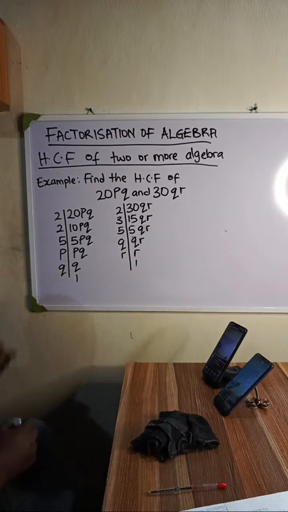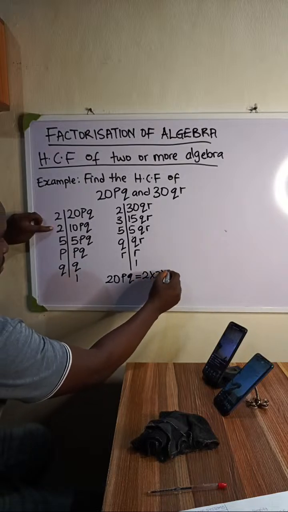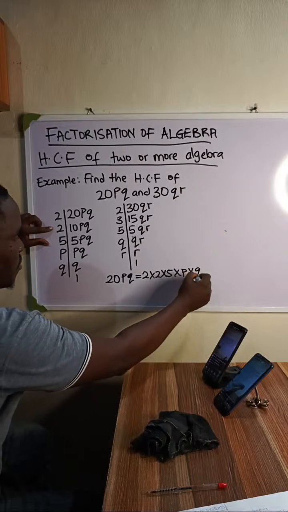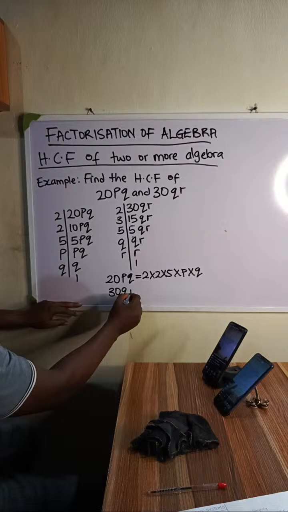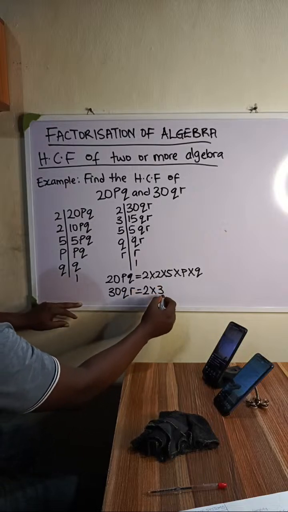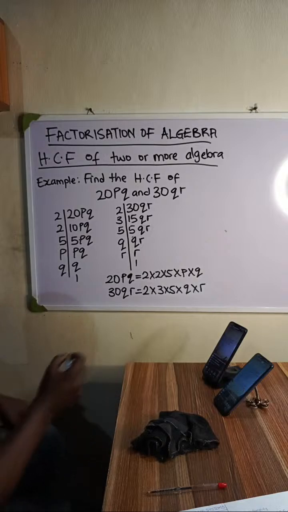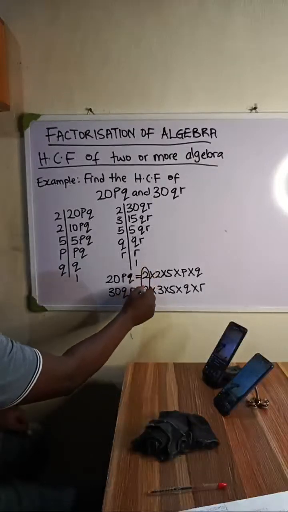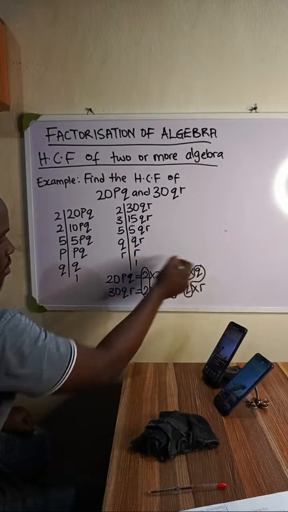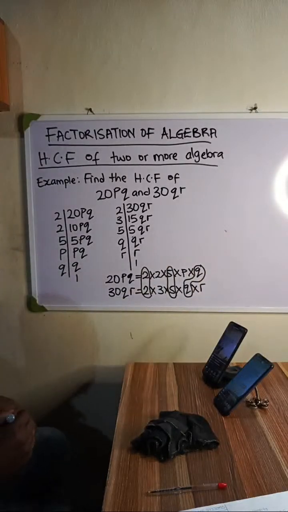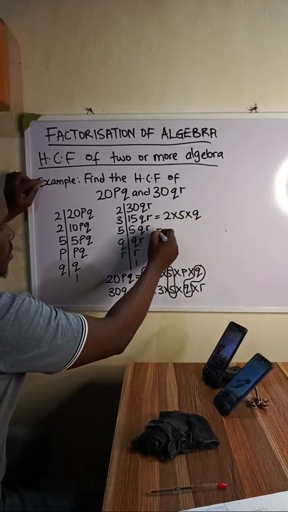So let's see what's common. For 20PQ, we have 2 times 2 times 5 times P times Q. And for 30QR, we have 2 times 3 times 5 times Q times R. Looking here, we have 2 here and 2 here, so 2 is common. We have 5 here and 5 here, 5 is common. And we have Q here and Q here, so Q is common. So the HCF is 2 times 5 times Q, which gives us 10Q.